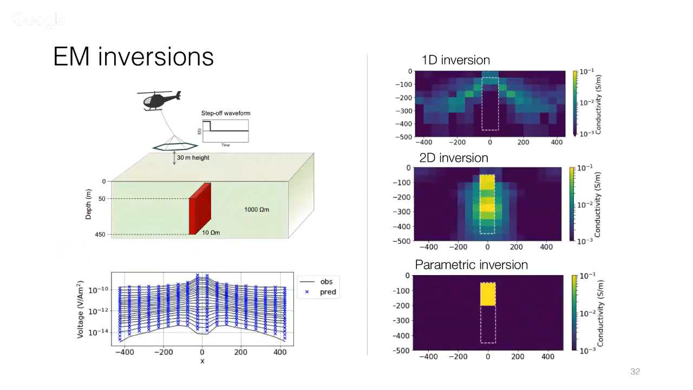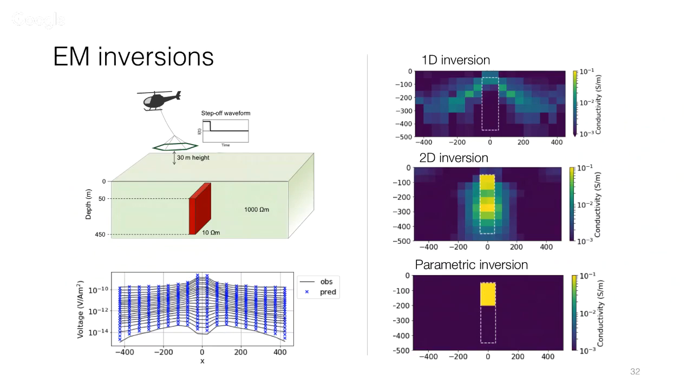Here's an example. Here is a time domain EM system that's flying over a plate, and the response is given by this. One can choose to invert this using different representations. For instance, if you invert this assuming a 1D Earth, you get something that looks like this. You get the top of the body, and then you kind of get these wings on the side. So very strong artifacts, because you don't have the right dimensionality.